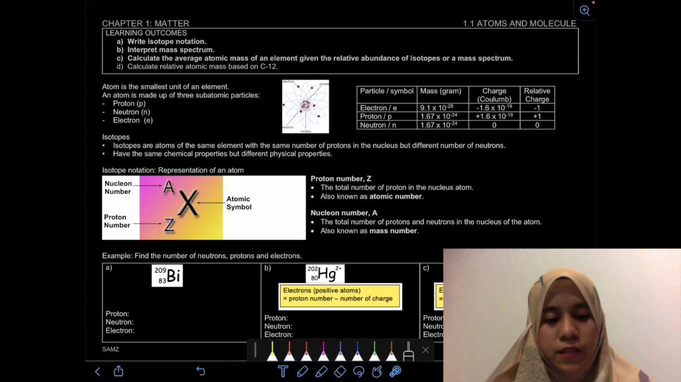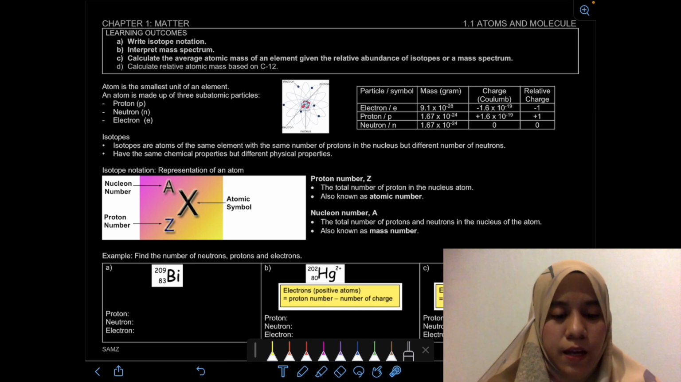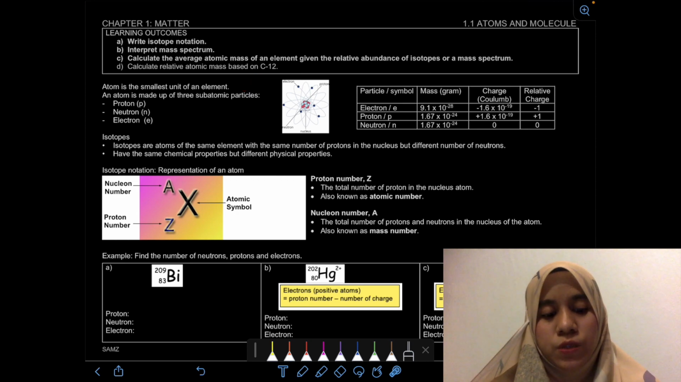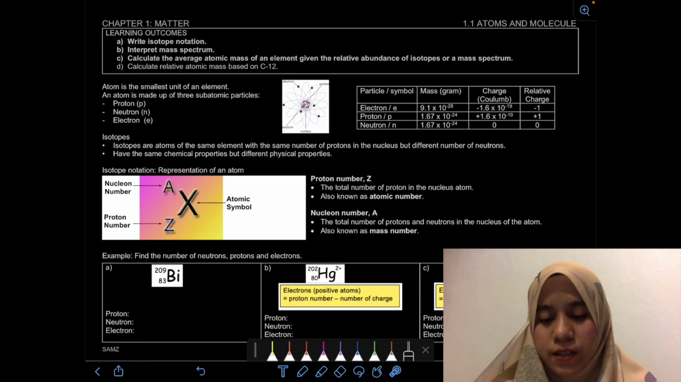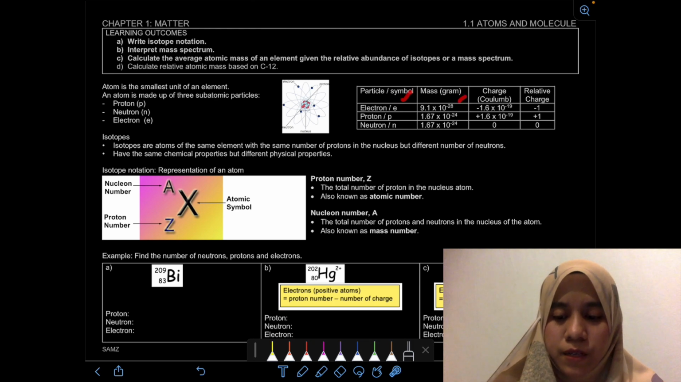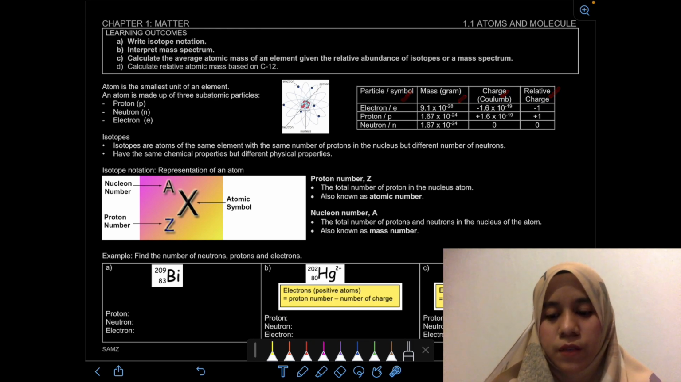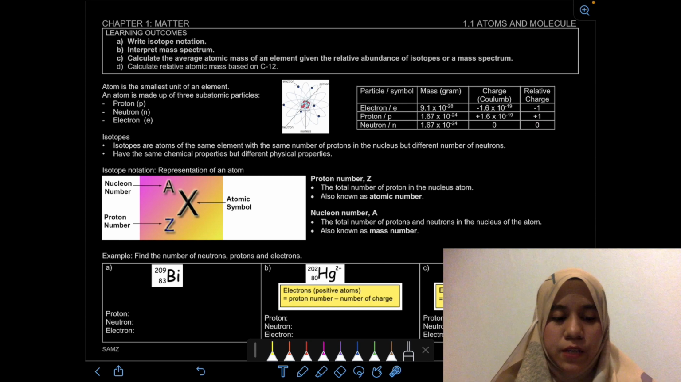So first, let's look here. Ini adalah revision sahaja. Atom is the smallest unit of an element and is made up of 3 subatomic particles, which are proton, neutron, and electron. Okay, so here on our right hand side, it's actually the symbol, the mass, the charge, and the relative charge. But for the mass and charge column, we're not going to use in chemistry. Tapi yang ini pentinglah untuk kamu tahu for the relative charge. So the electron, the charge is negative, and the proton is positive. While neutron is neutral, so that's why kita buat sini 0. Okay, so that's the introduction.